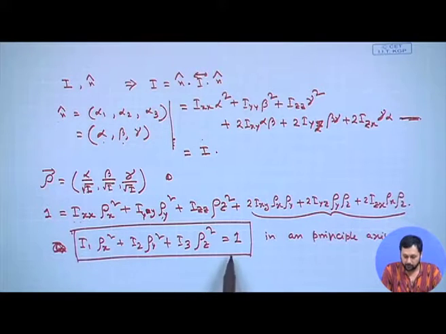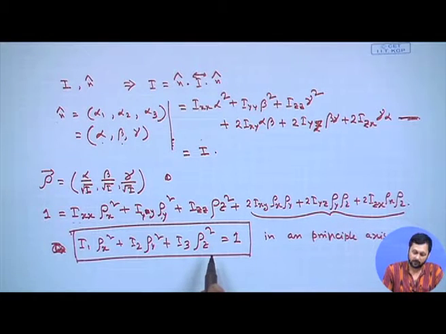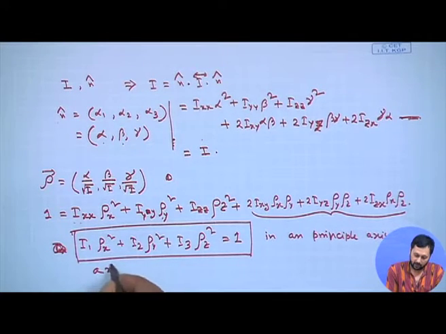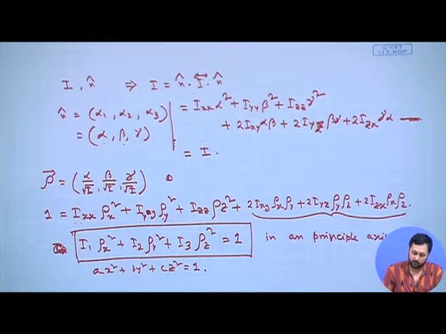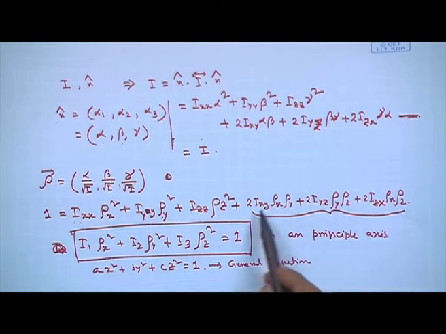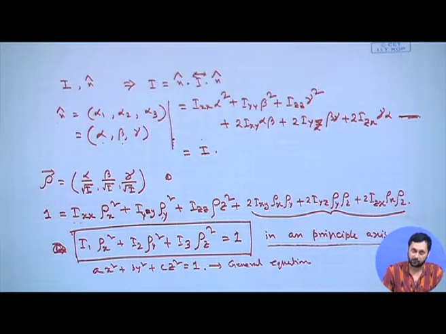Okay, and in this particular form, this one is the equation of an ellipsoid, because the general equation of an ellipsoid in a 3D xyz plane is a x square plus b y square plus c z square equal to 1. So this is the general equation of an ellipsoid. So you see, we had an equation where all the cross terms were present. Now in a principal axis system, this particular equation reduces to this particular form, which represents the surface given by an ellipsoid, right?